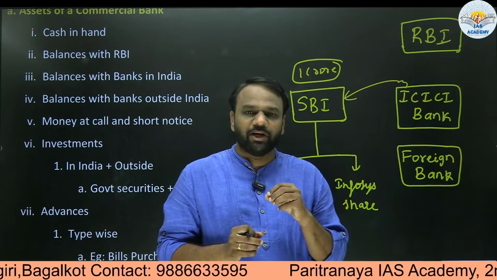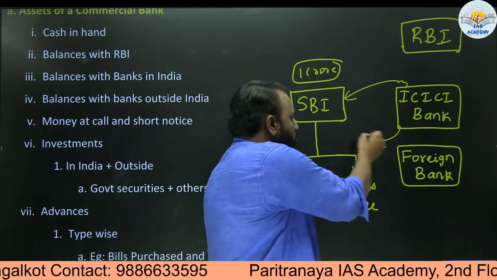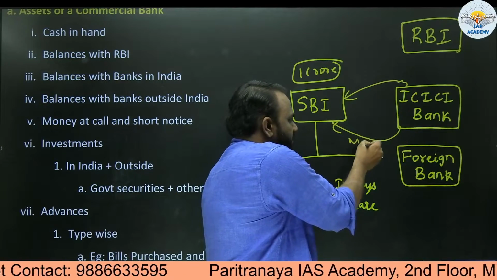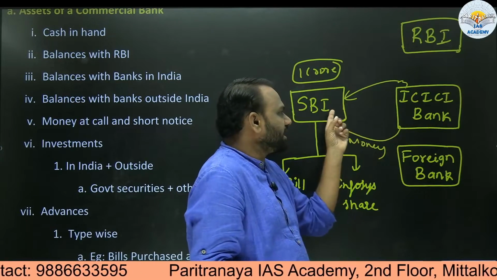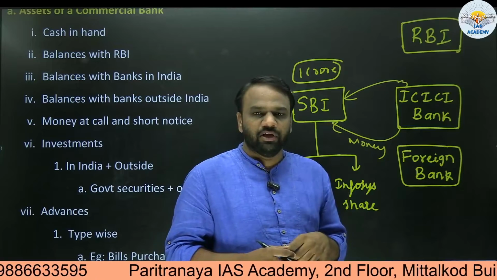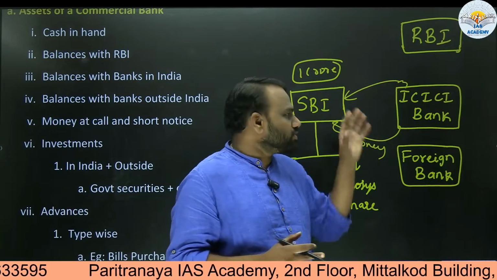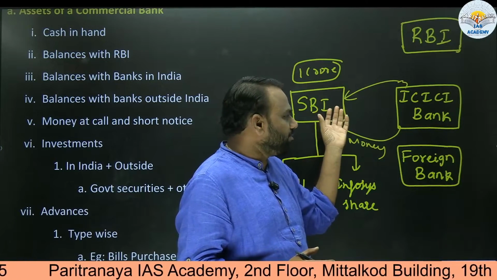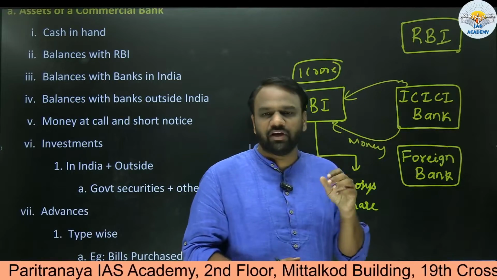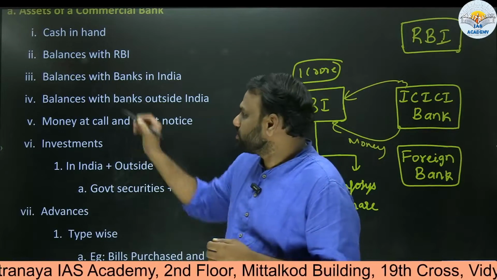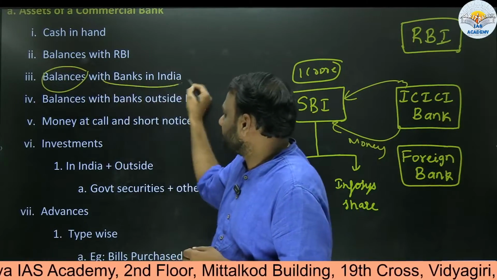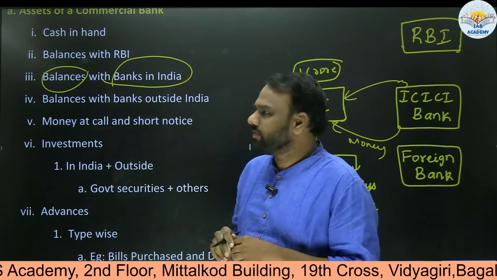Now who is supposed to pay the money to whom? ICICI Bank should pay money to SBI because its customer has taken the amount from SBI's ATM. So before these adjustments are made, some amount of SBI is stuck with ICICI. So these are examples of balances with banks in India.